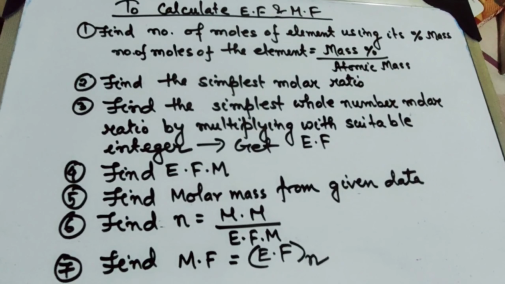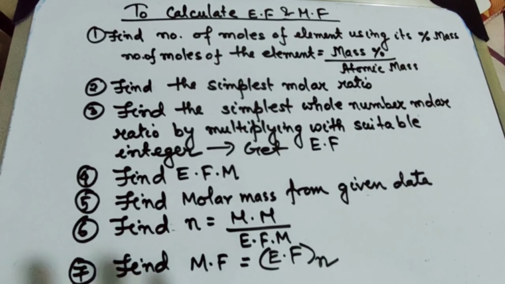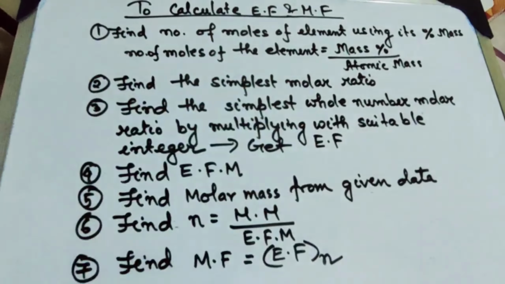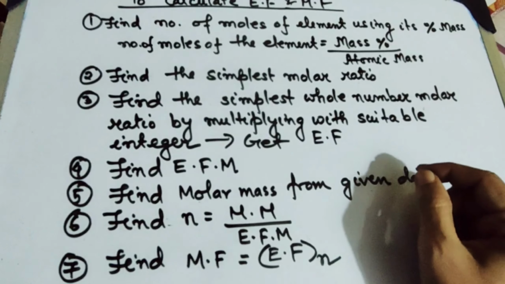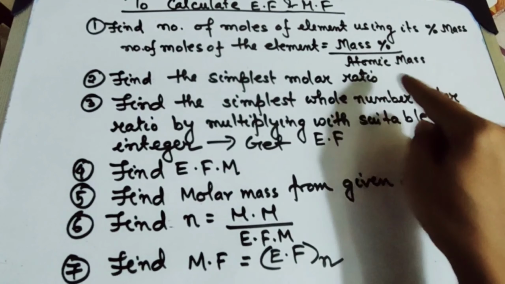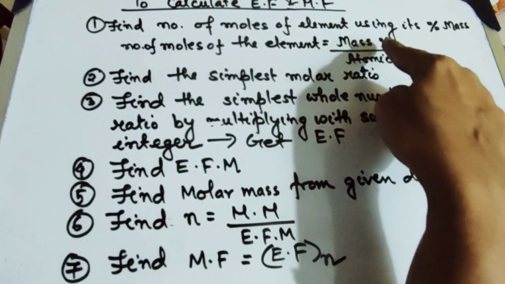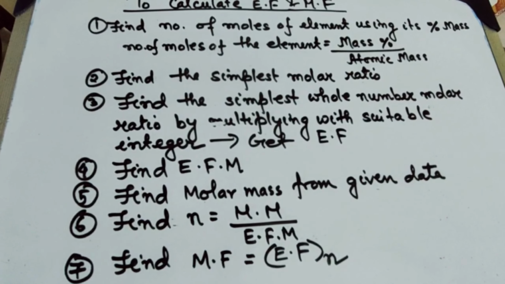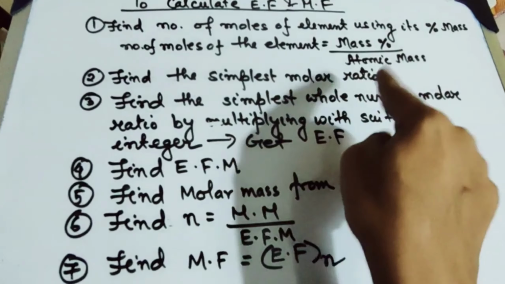These are the steps to calculate, or rather find out, empirical formula and molecular formula. First, we need the number of moles of the elements that are present in the compound using this formula. Number of moles of the element is equal to mass percent divided by the atomic mass of the element. Then from this number of moles, find the simplest molar ratio.